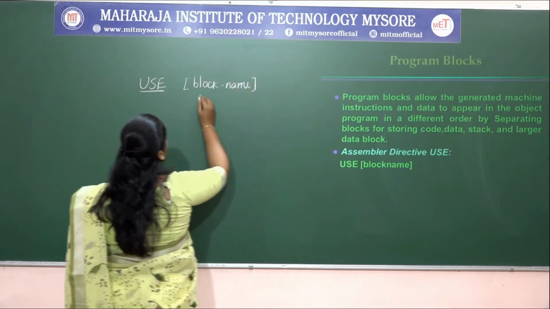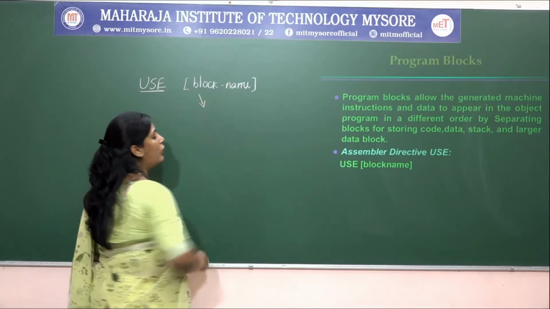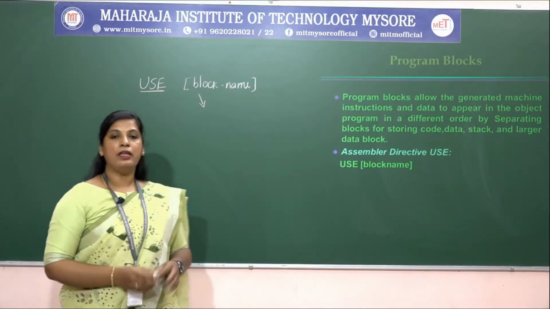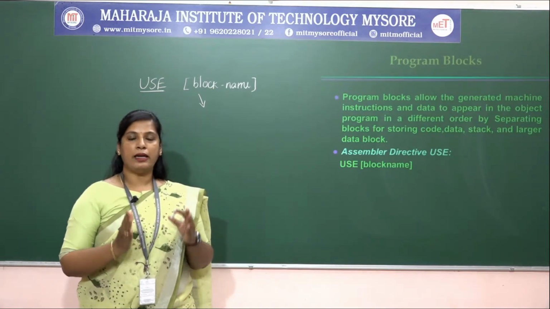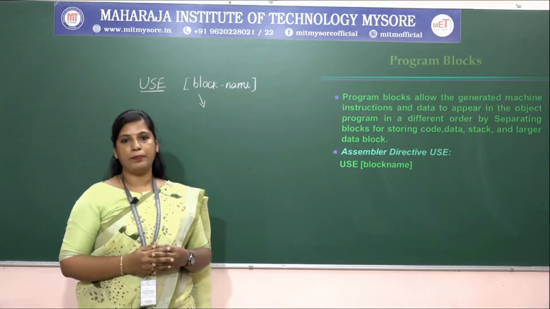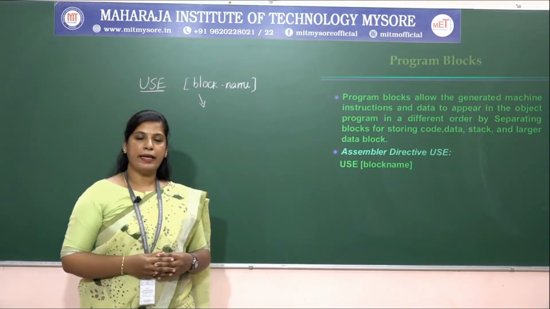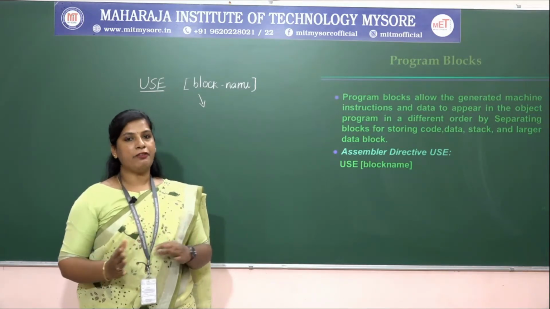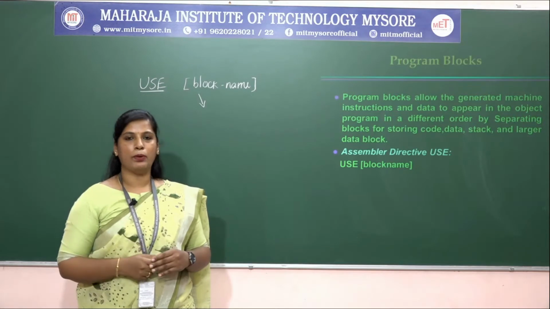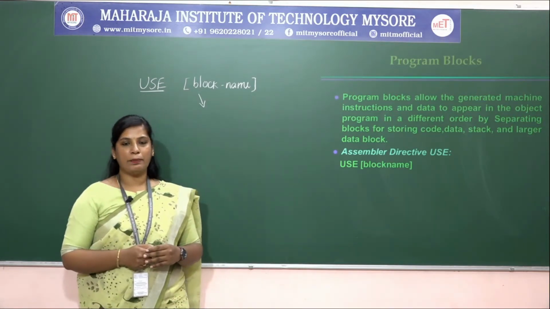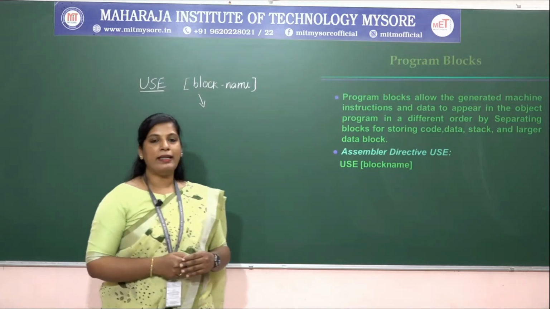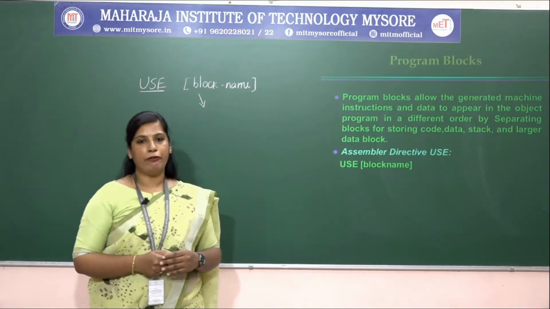Sometimes, if you have not mentioned the USE assembler directive anywhere in the program, it is going to think that the entire program is a single unit. If I am using the USE assembler directive, it is going to create different kinds of blocks for that particular program. If you have not mentioned the USE assembler directive at the beginning of the program, by default it is going to be considered as the default block.